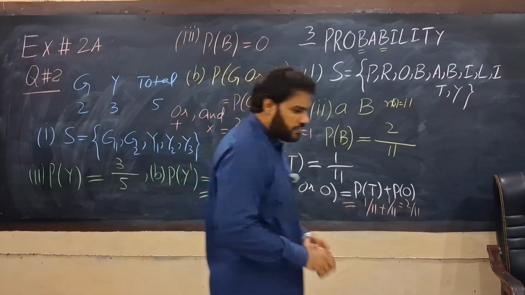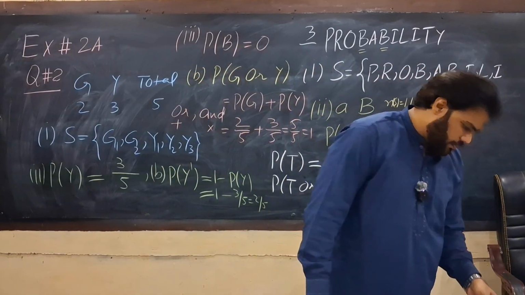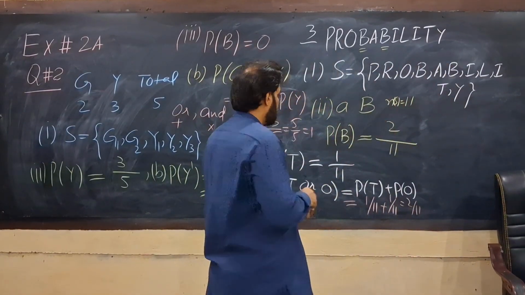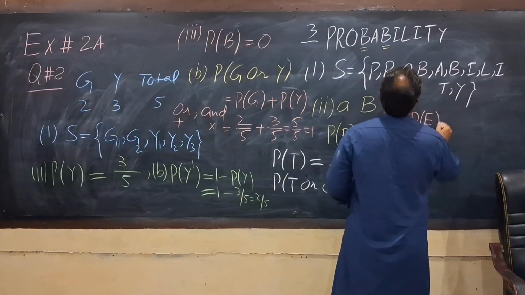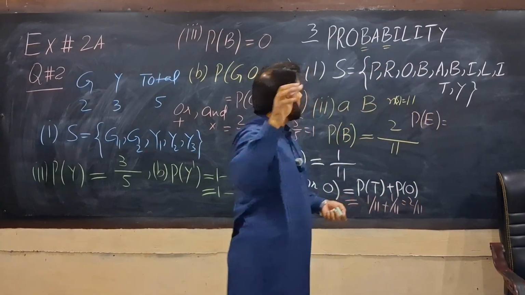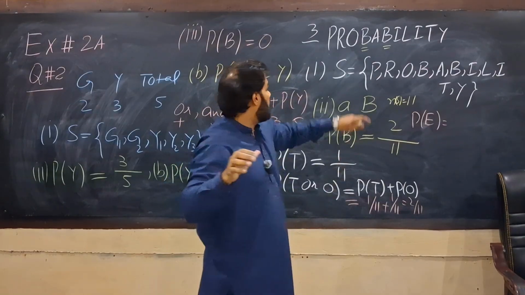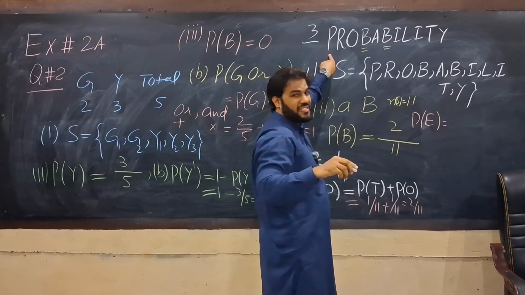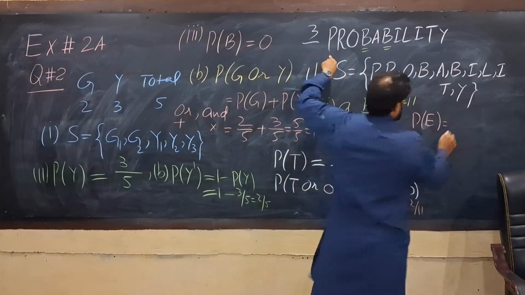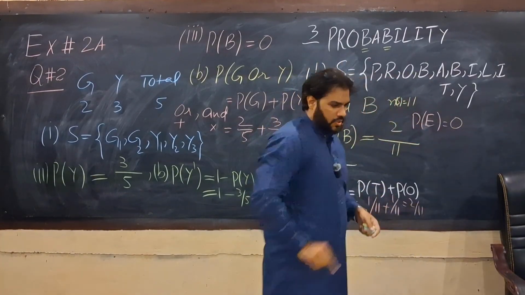The next one is the probability of E, the letter is E. You can notice that there is no letter E in the letters of probability. So this is an impossible event, and its probability is 0.